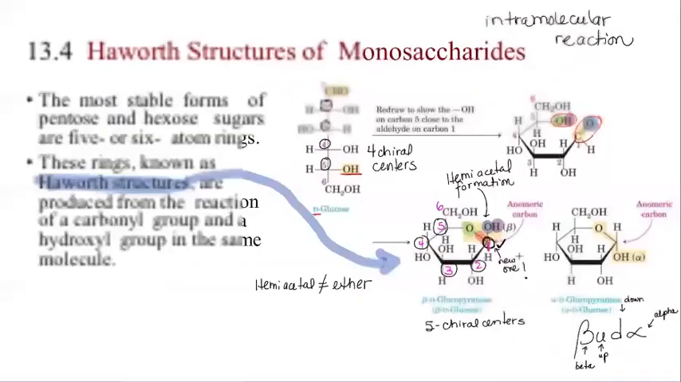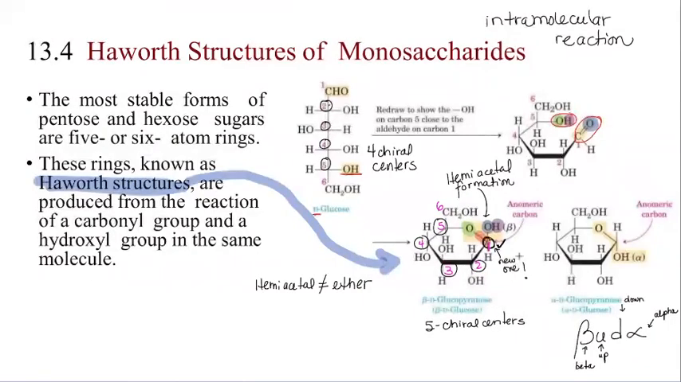Any questions about Haworth structures? You guys don't need to know how to draw them, but you need to know how they are produced. And you can see in the second bullet point how that hemiacetal, which is the functional group that we see there, is formed from the carbonyl group and the hydroxyl group in the same molecule, coming together to form it and giving rise to the anomeric position. Any questions about Haworth projections?